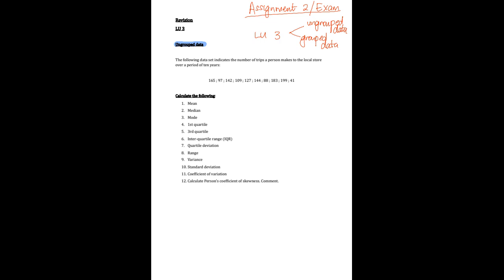Okay, so let's get started with this. Learning Unit 3, your ungrouped data, the first part for today. Again, as I said to you, there are two approaches to your grouped data and your ungrouped data. So the first approach is your graphical approach, which, as I said, is where you are going to be drawing up either a bar chart or a pie chart.